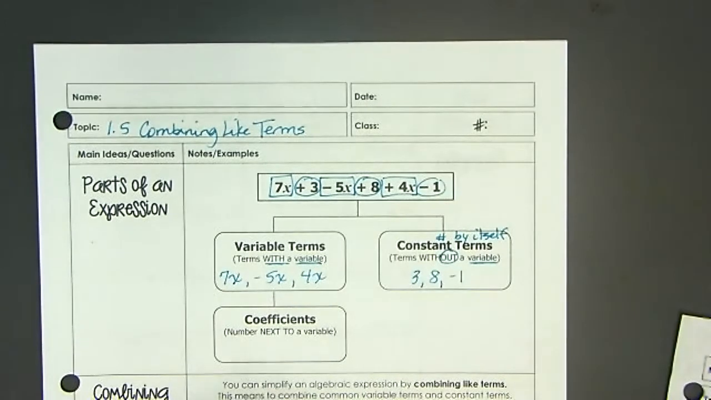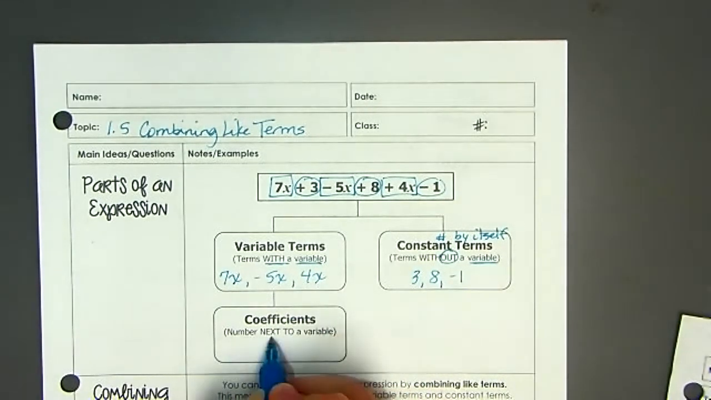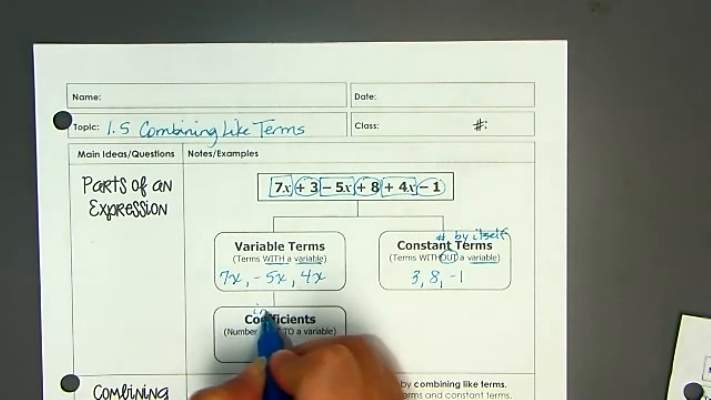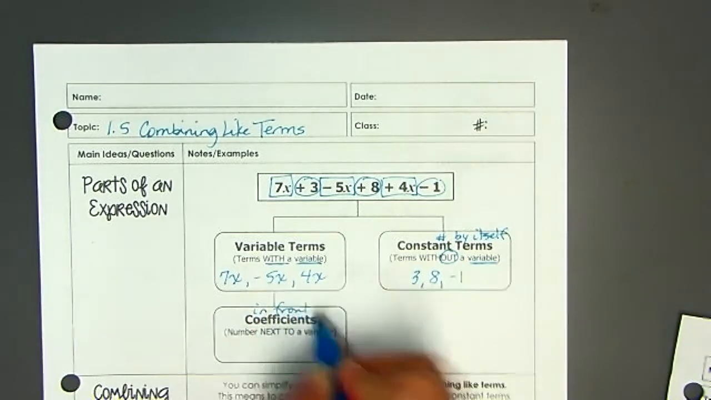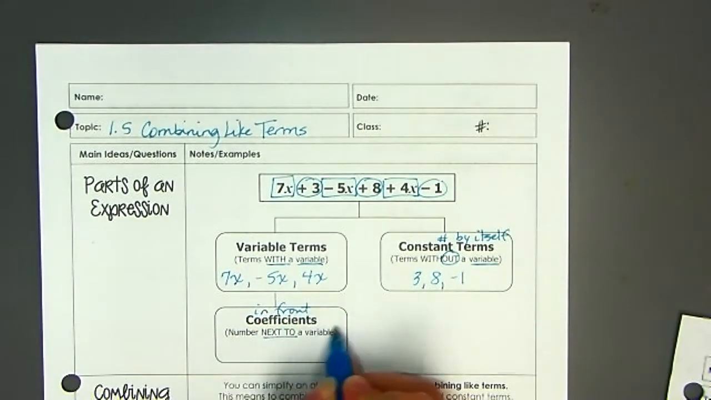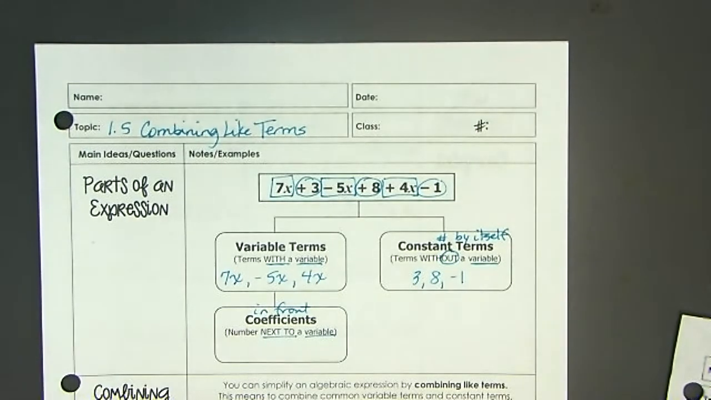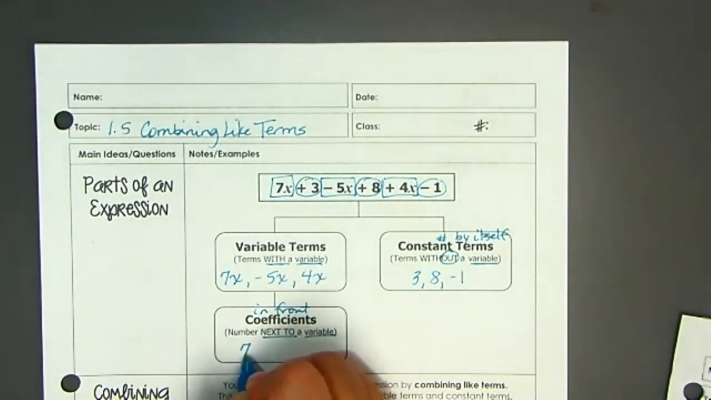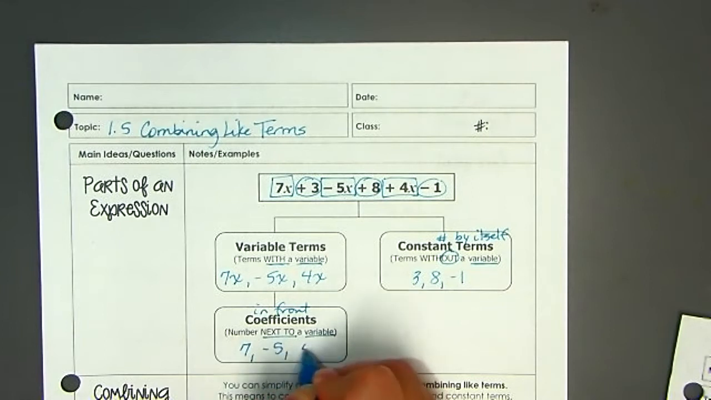Coefficients, to remember, that is the number next to or, I call it, in front of a variable. So the coefficients here are 7, negative 5, and 4.